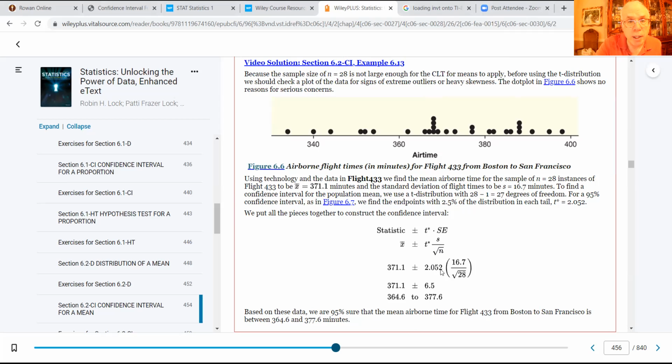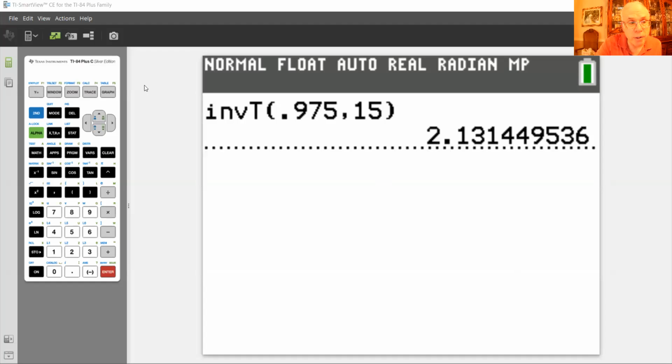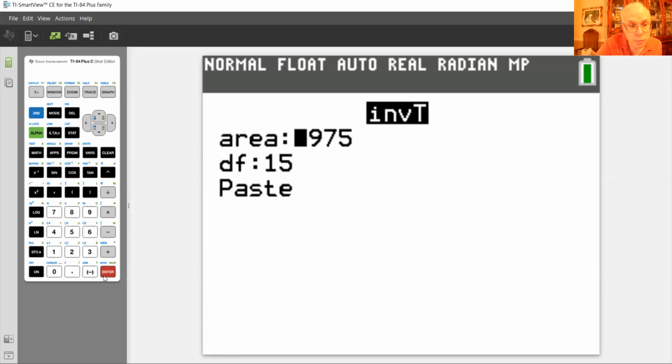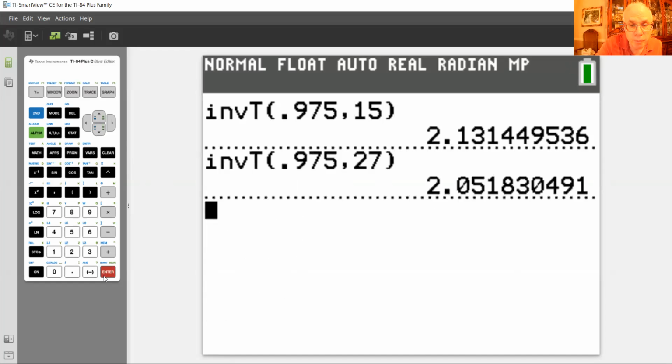So let's now go to our calculator. Now remember, it's a 95%. So again, the area to the left is going to be 0.975. The middle is 95%. We'll scroll down. Now, remember the sample size is 28. Degrees of freedom is 27. So we type that in, hit enter. 2.0518. We're going to round to 4 decimal places. 2.0518.